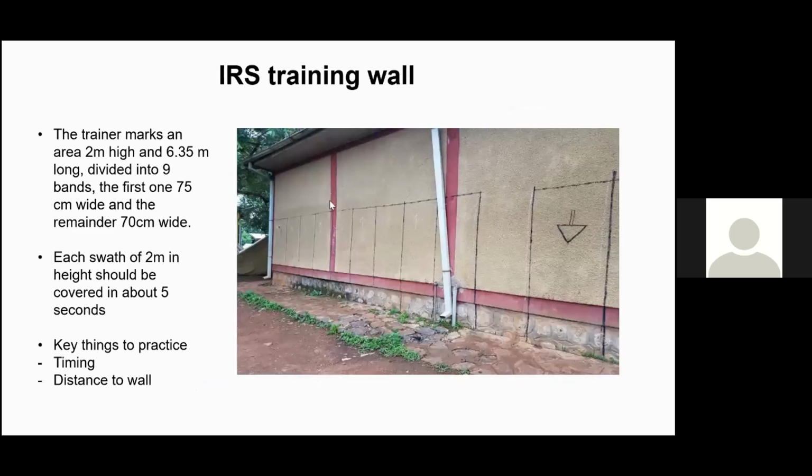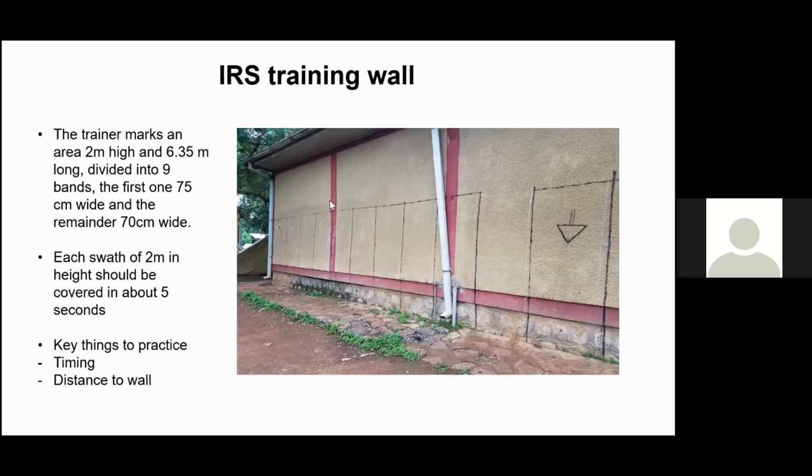It has been taken from a presentation by a WHO consultant in Nepal. The trainer marks an area of 2 meter high or 3 meter high and 6.35 meters long, divided into 9 bands. The first one is 75 centimeter wide, remainder are 70 centimeter wide.